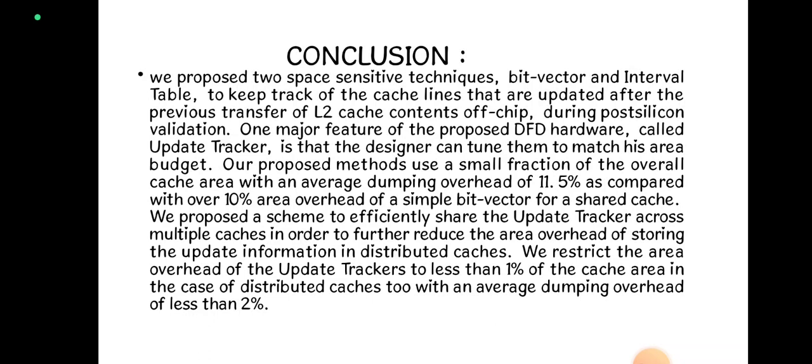We proposed a scheme to efficiently share the update tracker across multiple caches in order to further reduce the area overhead of storing the update information in distributed caches. We restrict the area overhead of the update trackers to less than 1% of the cache area in the case of distributed caches, with an average dumping overhead of less than 2%.